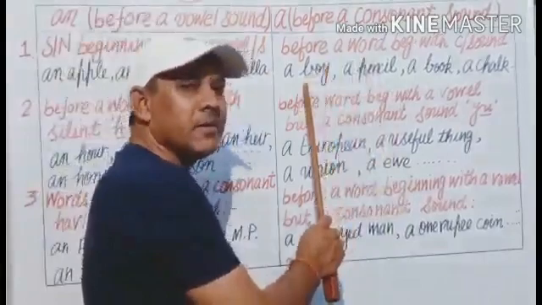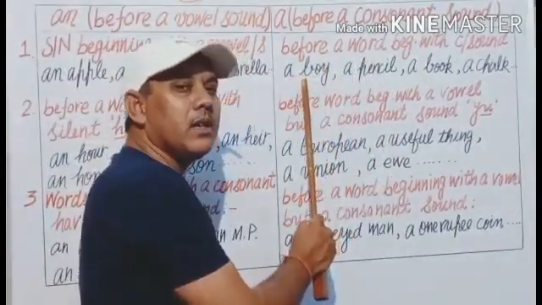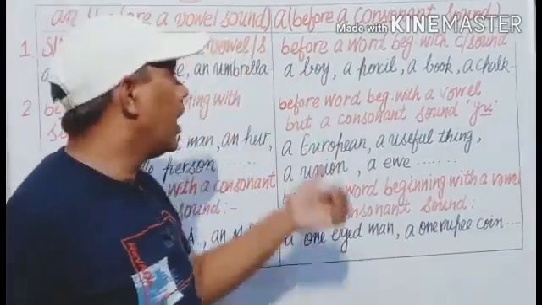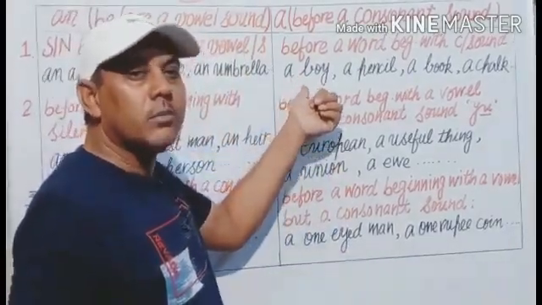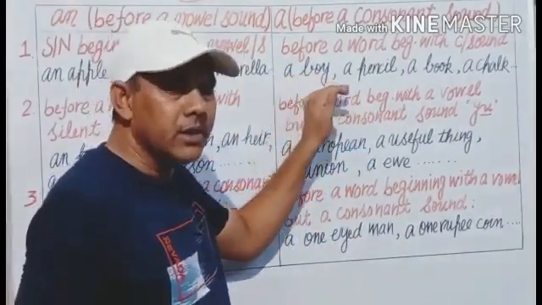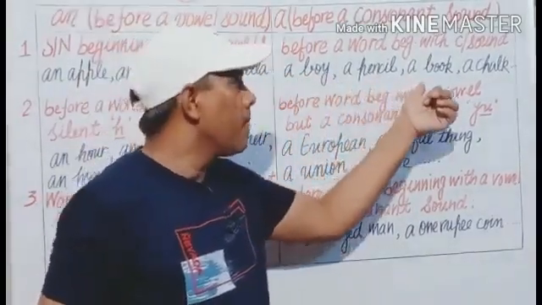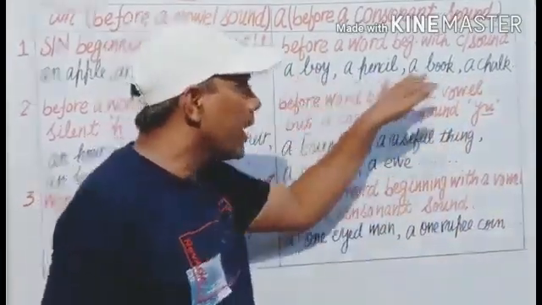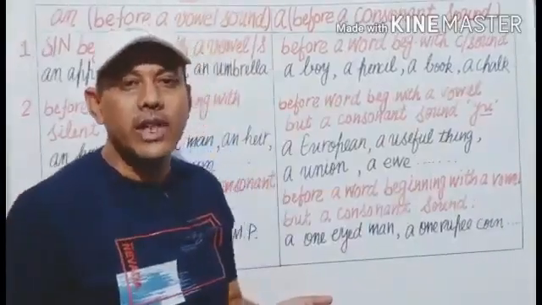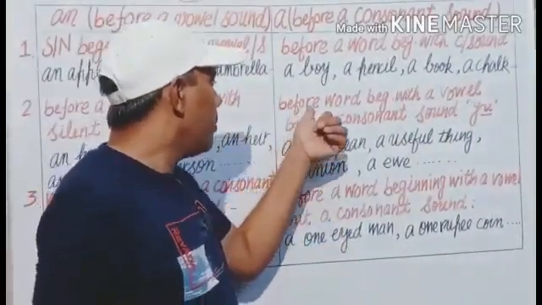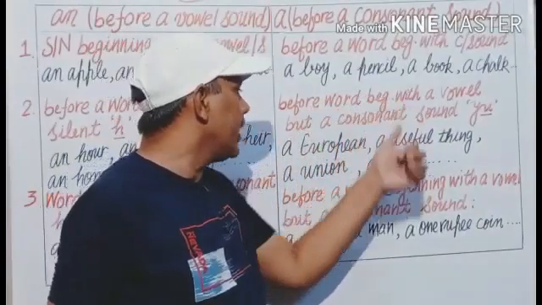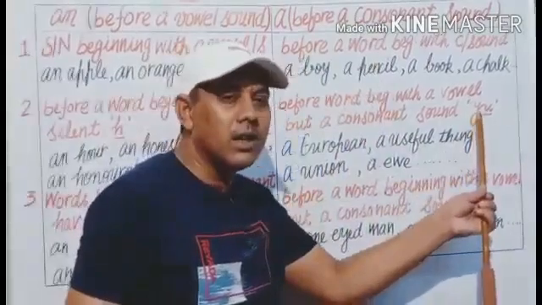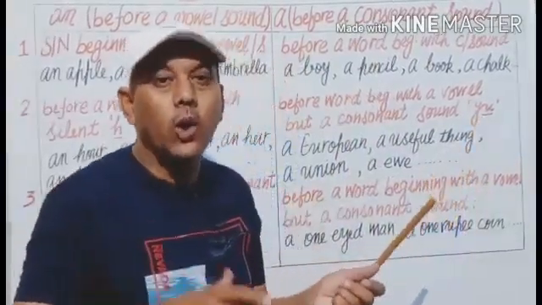For example, boy. It begins with letter B and it produces a sound B, which is a consonant sound. That's why we use a before boy. A boy, a pencil, a book, a chalk, etc. In this way, we use a before them. The next is before words beginning with a vowel but producing a consonant sound, ya, yu, you or yeah.